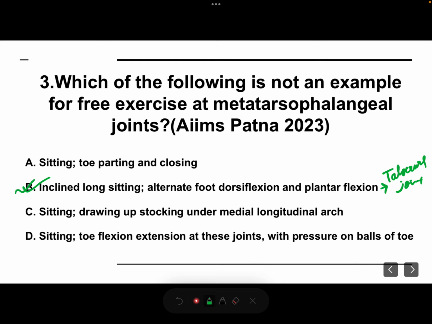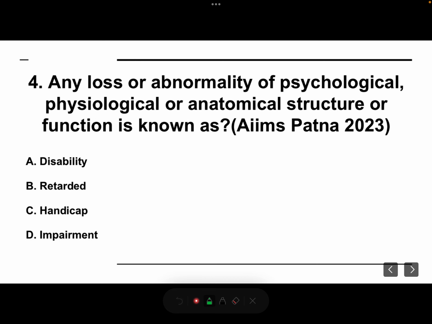Next, we come to question number 4. Any loss or abnormality of psychological, physiological, or anatomical structure or function is known as: option A, disability. Option B, retarded. Option C, handicap. And option D, impairment. So the correct answer is option D, impairment.